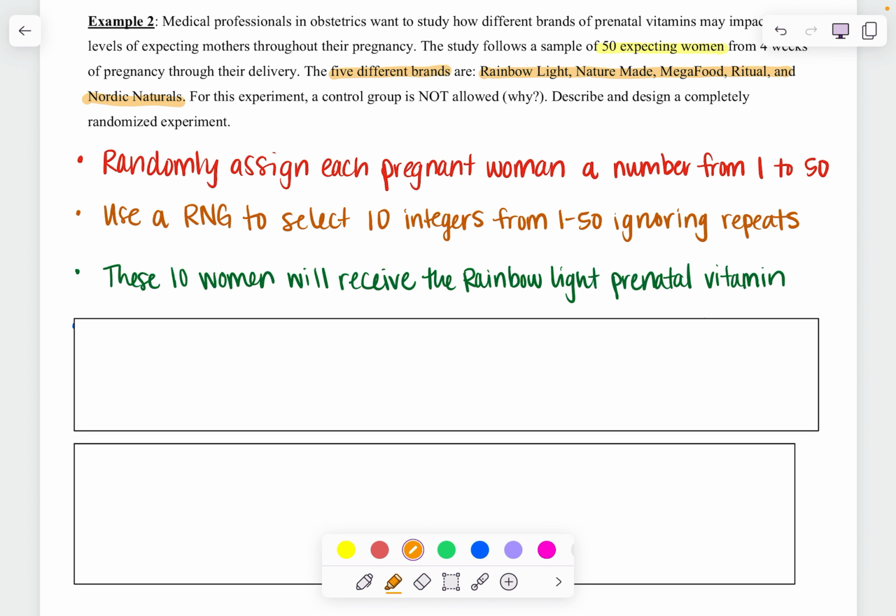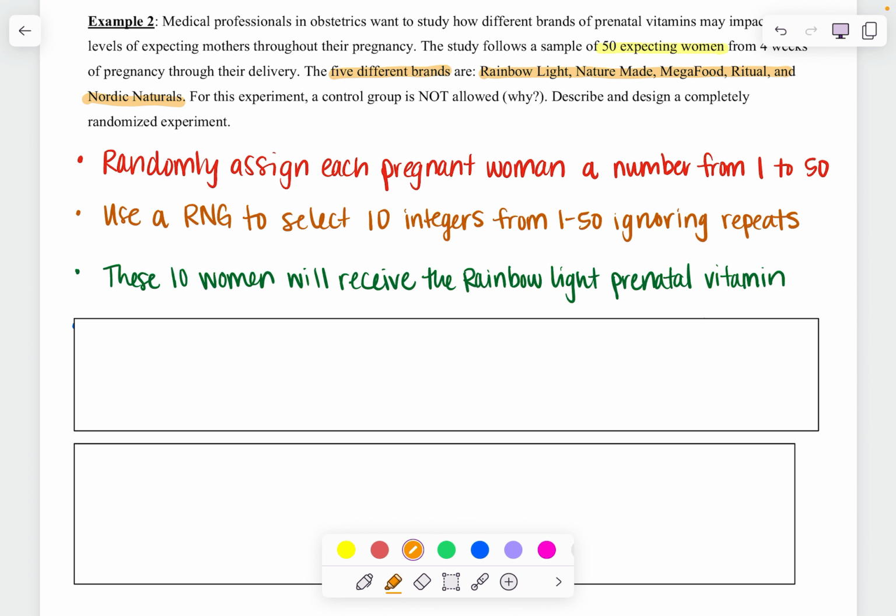So for the first example, and I'm going to go through 3 different ways you can do this today, I used a random number generator. So I'm going to randomly assign each pregnant woman a number from 1 to 50. Use a random number generator to select 10 integers. So again, thinking of the dumbest person I know, they're probably going to be like, well, can I pick 1.5 or 1.75? Like, no. Whole numbers, please. And we want to pick numbers from 1 to 50, ignoring repeats.